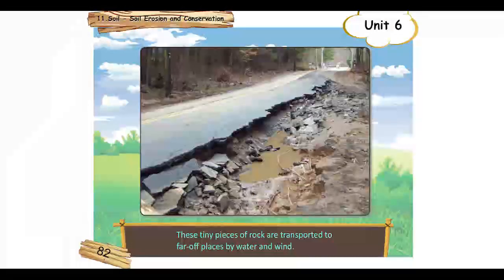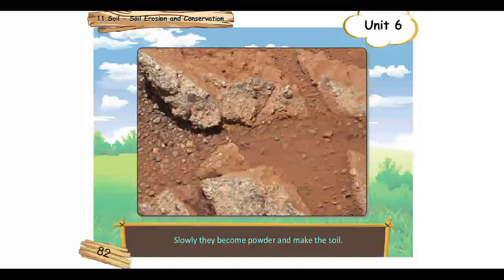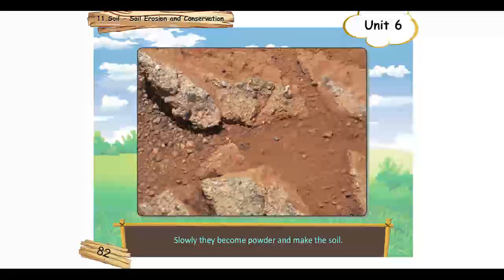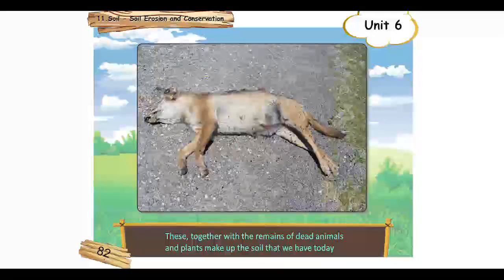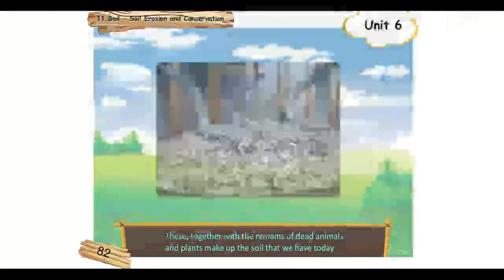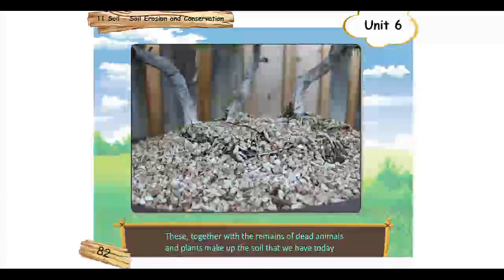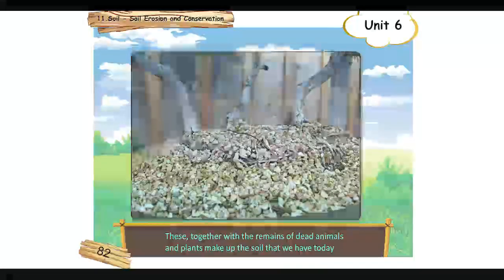These tiny pieces of rock are transported to far-off places by water and wind. Slowly, they become powder and make the soil. These, together with the remains of dead animals and plants, make up the soil that we have today.